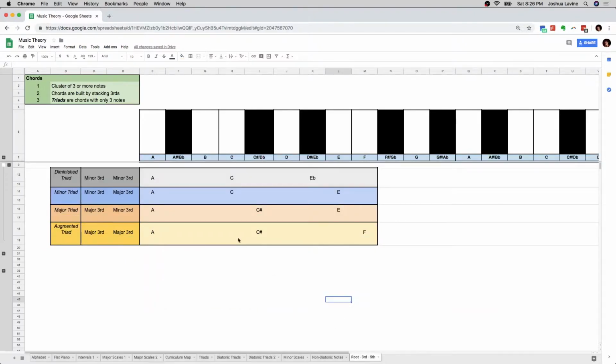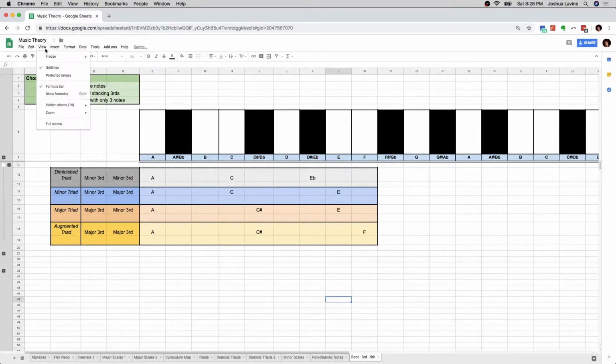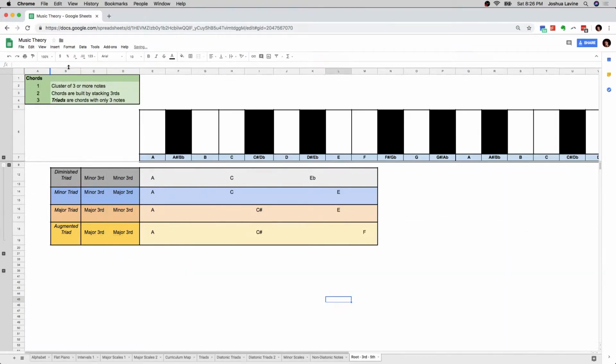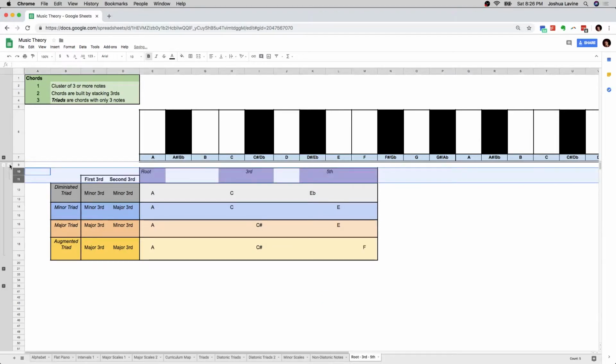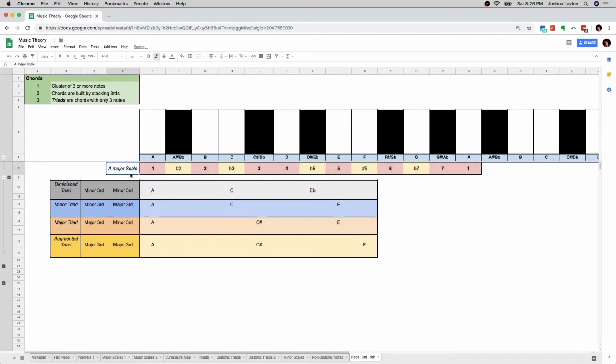So here I've written it out. And by the way, I've taken the grid lines off. This is just a cool thing, if you don't know spreadsheets, you can do this. You can take the grid lines on and off, and things are about to get a little bit busy, so I just wanted the grid lines off. Here we have all four triads, diminished, minor, major, augmented, starting with the note A. And I'd like to define them all in relationship to the A major scale. Here is the A major scale.